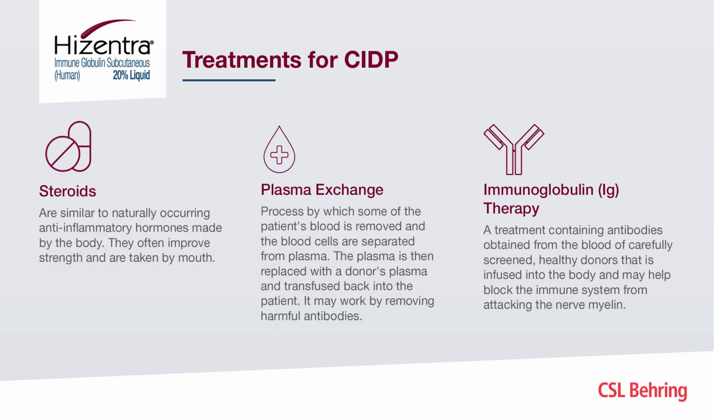And the third thing we know works is immunoglobulins. Immunoglobulins are a collection of proteins. Everybody has them. Some of these proteins are antibodies. And by collecting a lot of these proteins from many, many healthy blood donors and pooling those proteins together, they can be re-administered back to a patient with CIDP, and that is known to be an effective and helpful treatment.